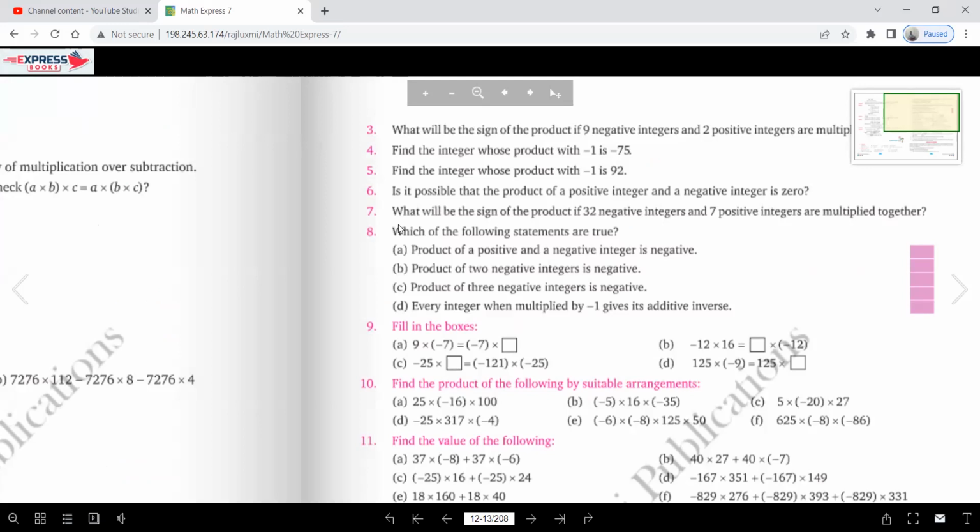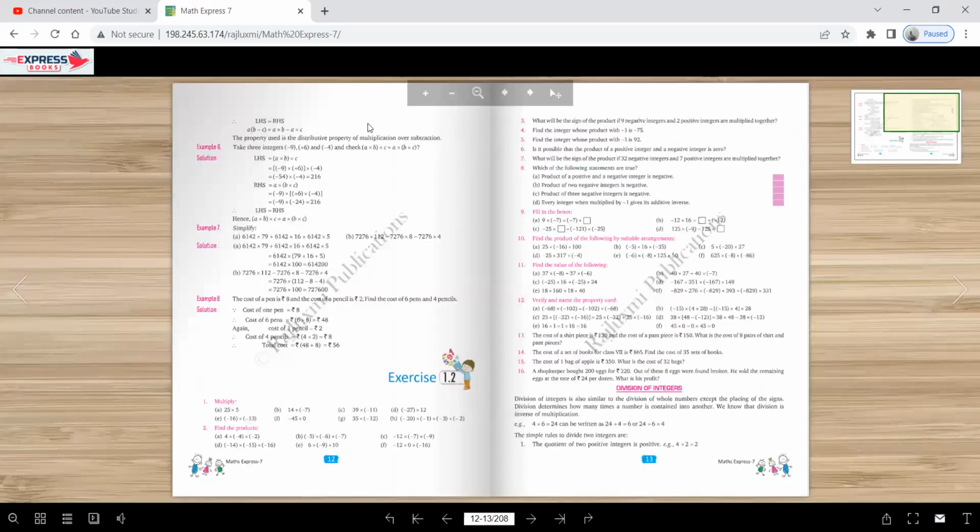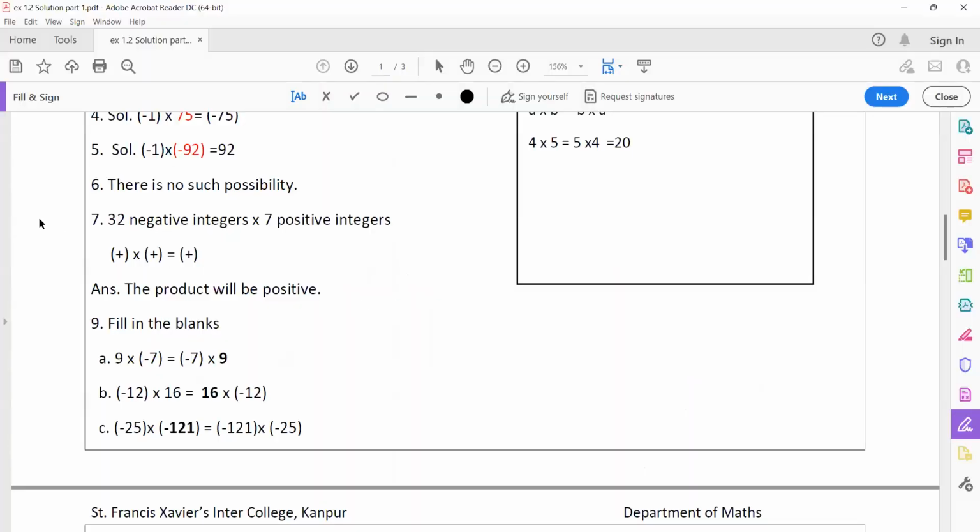Question number 7 says: what is the sign if we multiply 32 negative integers and 7 positive integers together? So you know this very well, that 32 negative integers are multiplied by 7 positive integers.